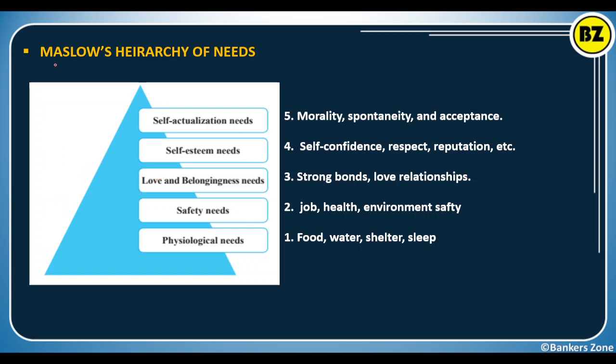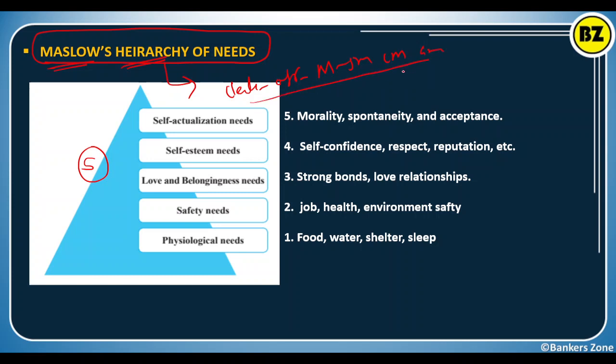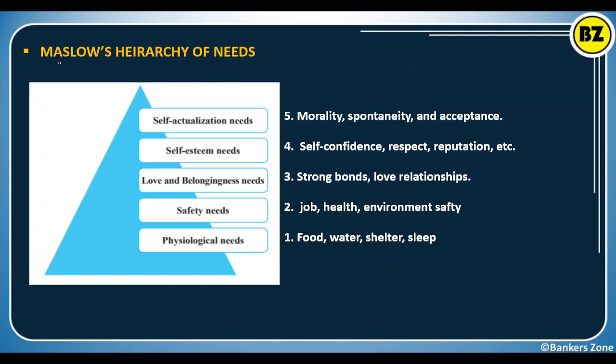So here is Maslow's need hierarchy theory. According to Maslow, he has classified the total needs into five categories, or five levels of needs. Hierarchy means what? In our organization we have a hierarchy, like clerical staff, then officers, then the manager, senior manager, chief manager, then the general manager. Like that there is a hierarchy in the banks. In the same way, Maslow has defined the needs into a hierarchy.